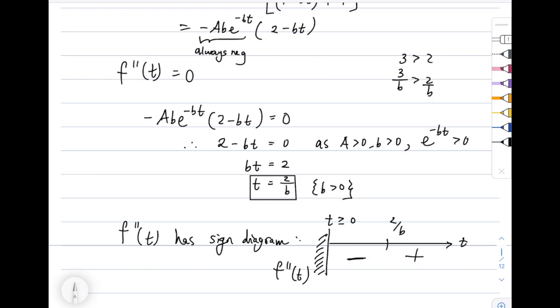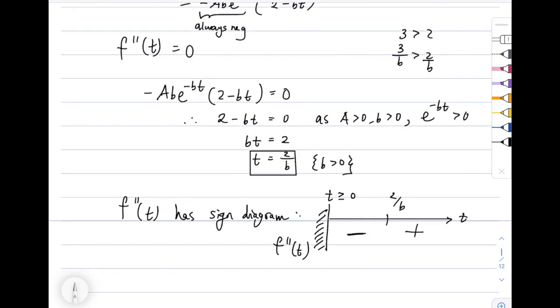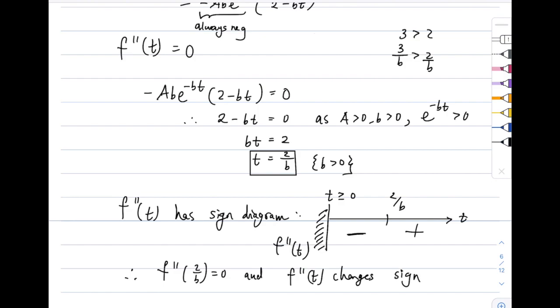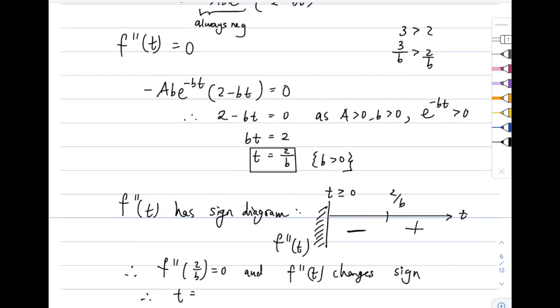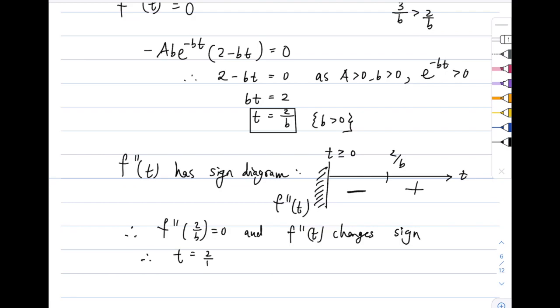Okay, so you can say, well, therefore, f double prime of 2 over b is equal to 0, and f double prime of t changes sign. Okay, so therefore t equals 2 over b is an inflection point, and then you're done. Okay, so that completes the proof.